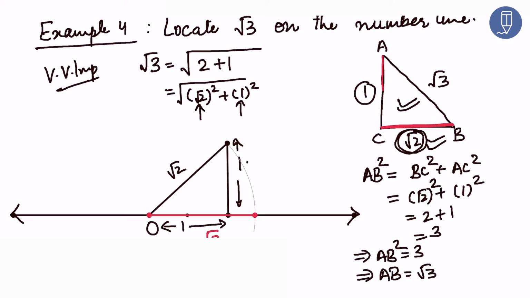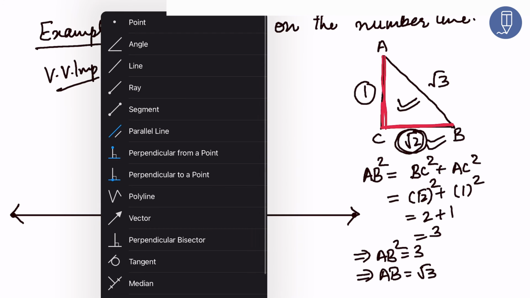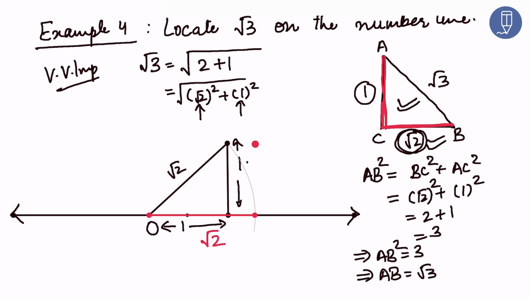Now we draw this line on the number line, 1 unit. So what we'll do is mark a point here and join a line segment. We get square root of 1. Now join this point and this point, and you get square root of 3 now.